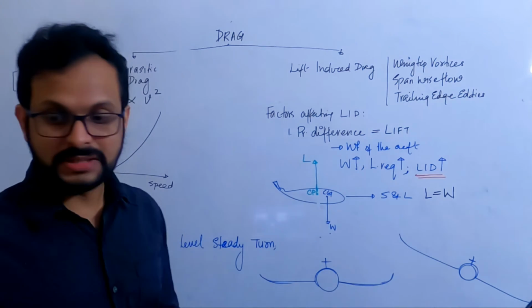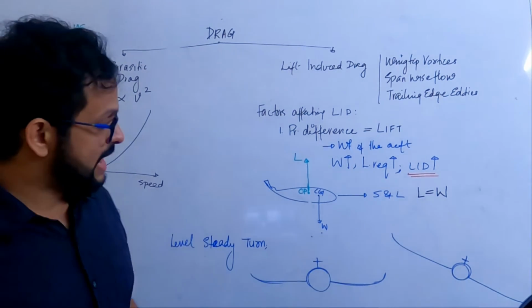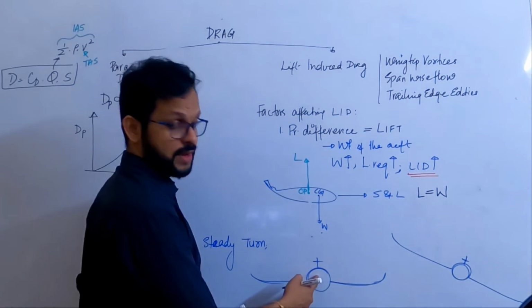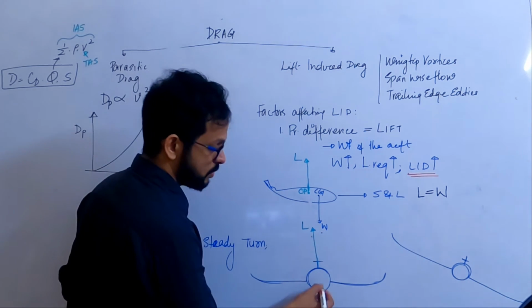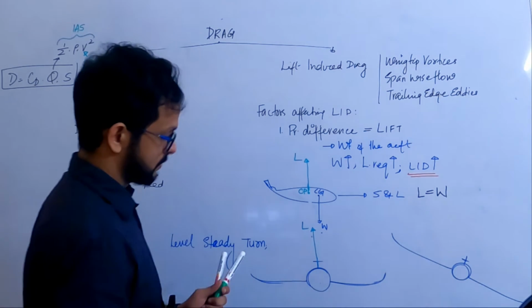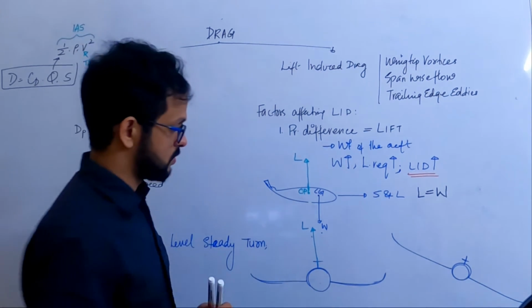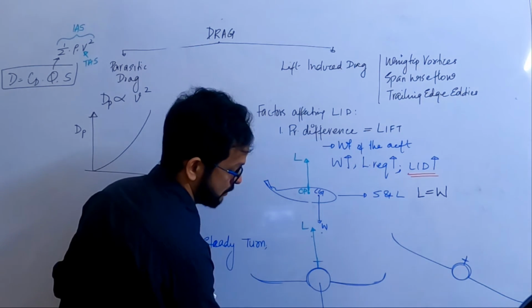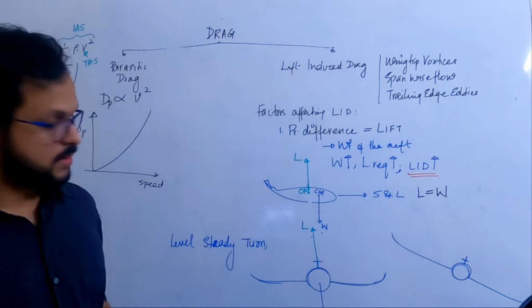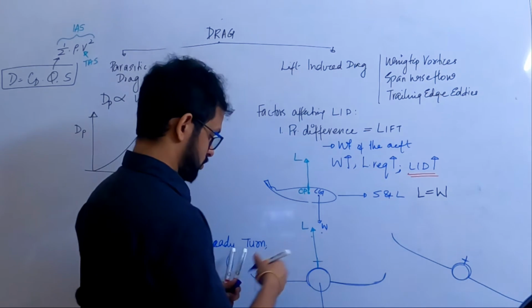Let's draw this weight and lift again. So in straight and level flight, the lift is acting perpendicular to relative airflow, and the weight is acting straight down, vertically in line with the gravity vector. And you can see that the lift is equal to weight.